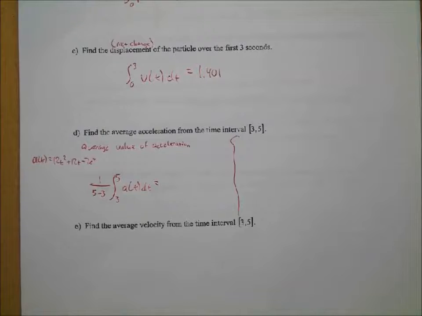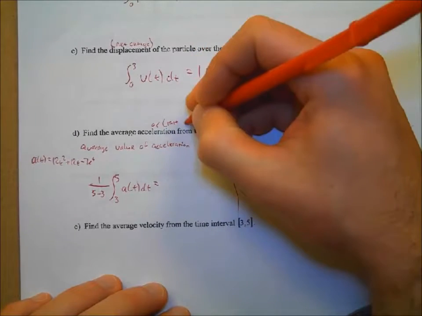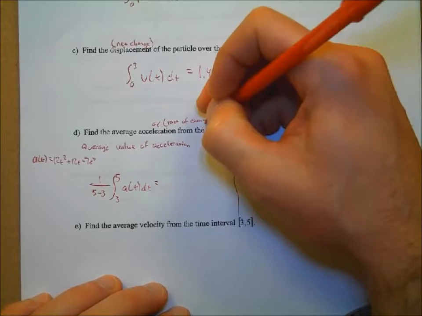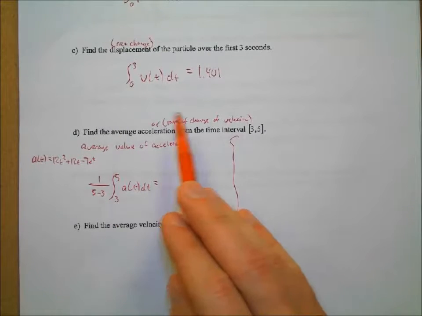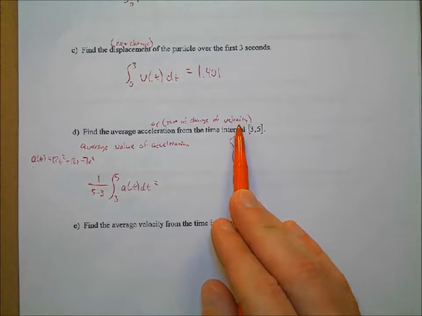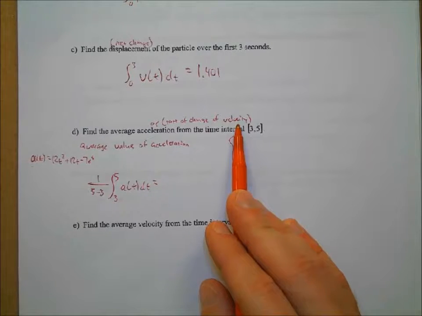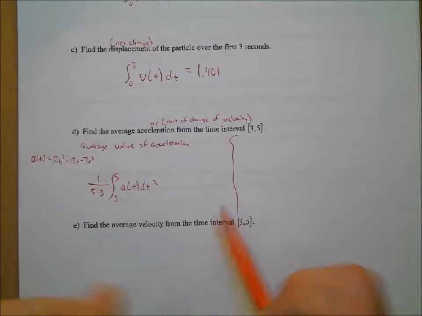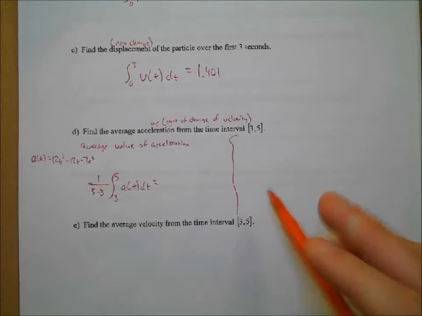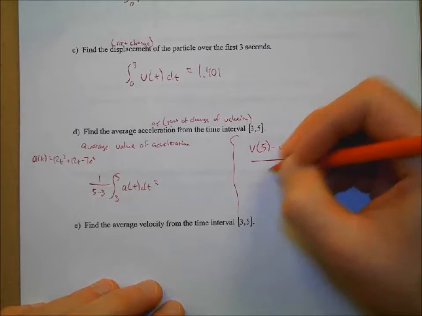Alternatively, we do know acceleration is a rate of change of something. It is the rate of change of what? Velocity. So alternatively, we could talk about acceleration as the rate of change of the velocity and be asked, what is the average rate of change of velocity? In which case, we would use what formula? What's the average rate of change formula? f of b minus f of a over b minus a. Or in this case, since it's the average rate of change of velocity, it would be v of 5 minus v of 3 over 5 minus 3.